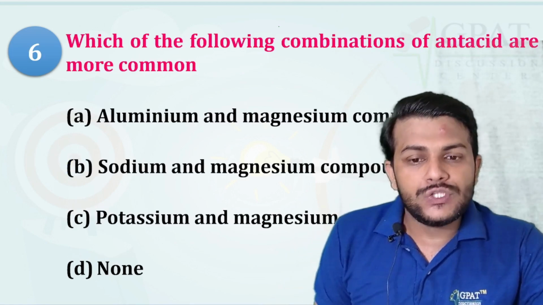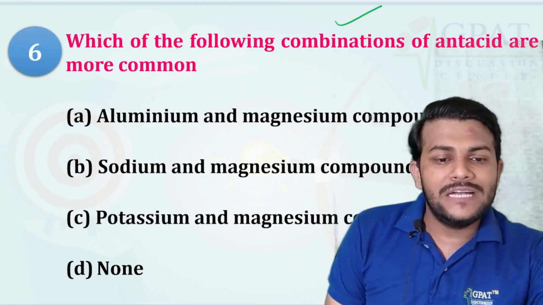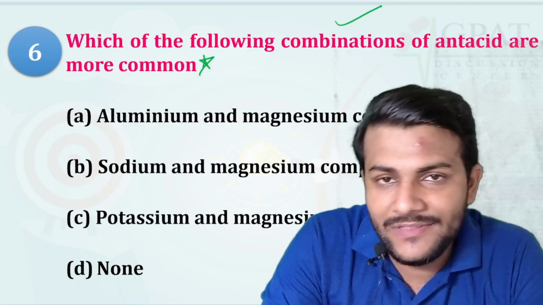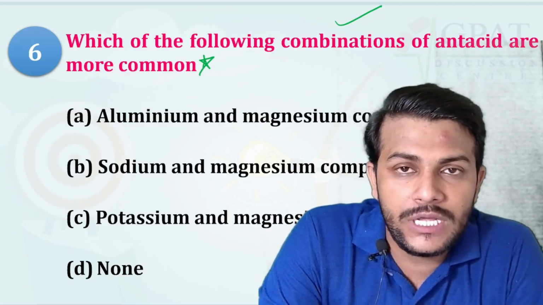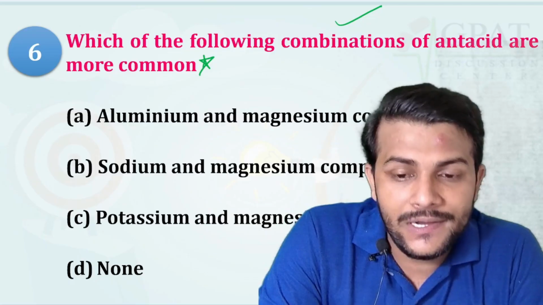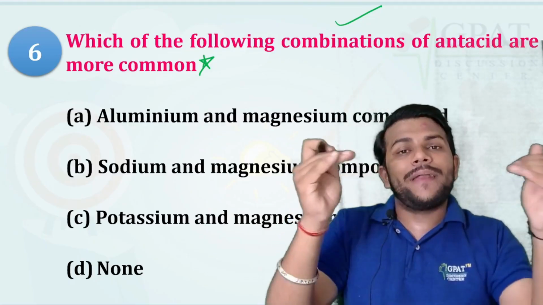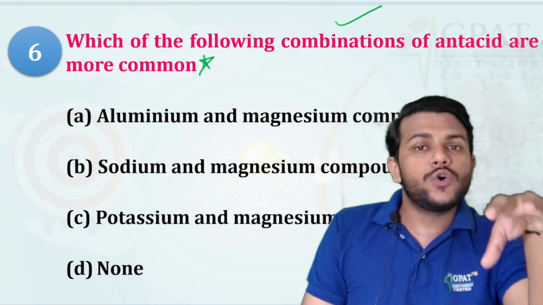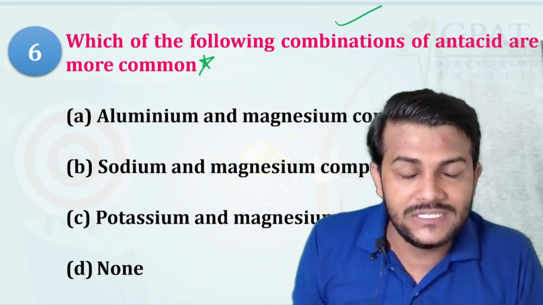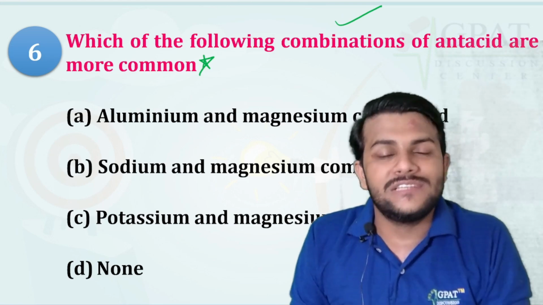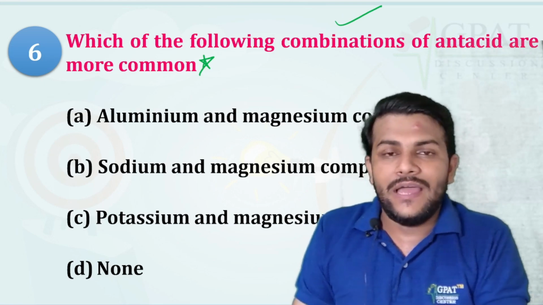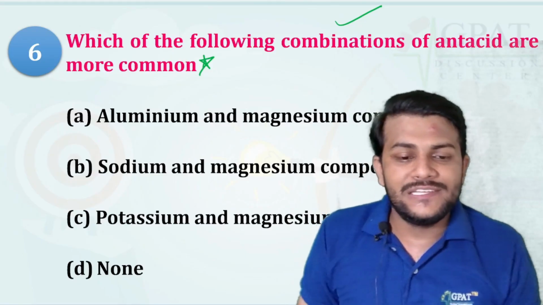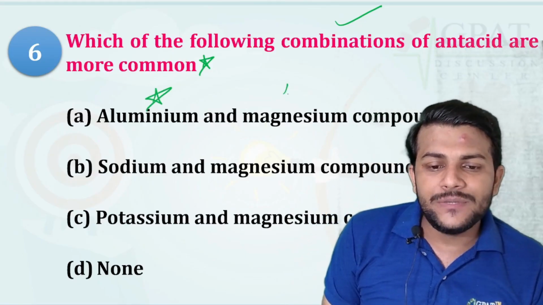Next question: which of the following combinations of antacids is more common? Antacids, as I told you, are substances required to raise the pH of the stomach. Antacids just neutralize the acid in the stomach. It is not that they stop the synthesis and secretion of acid. No, they just neutralize the acid. Secretion of acid is as normal as before, they just neutralize it. So the combination is aluminium and magnesium compounds.